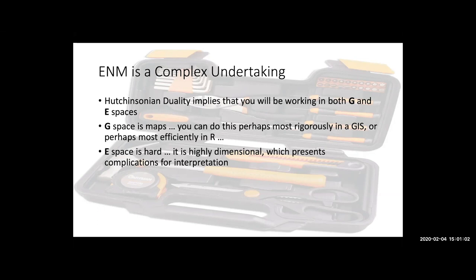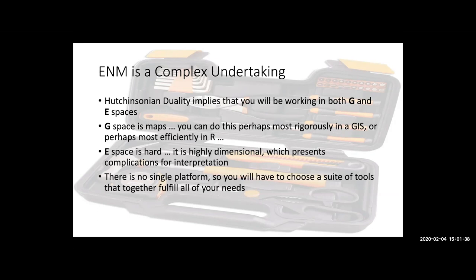And then you also need to be able to manipulate and explore environmental spaces. And you have to remember that environmental spaces are tough. They can be very highly dimensional, and that means that, you know, we see things very well in two dimensions and kind of well in three dimensions and really badly in four or five or 10 dimensions. And so there's a lot of challenges for how you would go about exploring e-space effectively. And then perhaps most scary or most daunting is that there's no single platform. And so you're going to have to assemble a suite of tools that work together to fulfill your needs. And they need to be tools that work for you, either with your abilities or with your infrastructure or what have you.